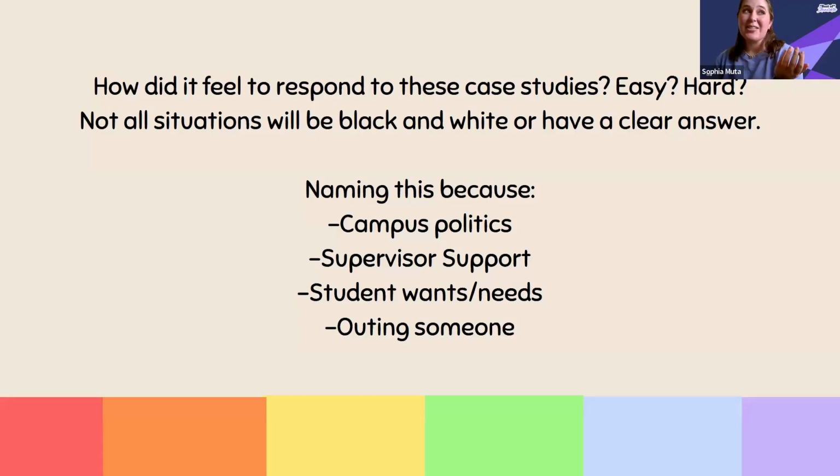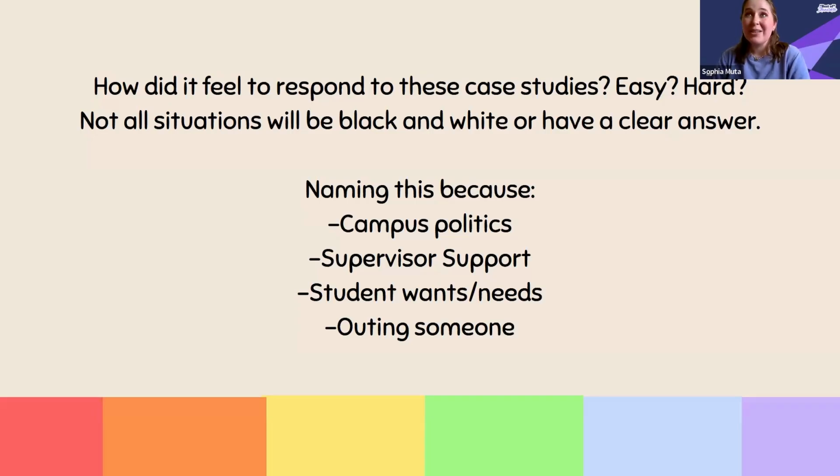I want to state that not all situations will be black and white or have a clear answer. And I'm naming this for various reasons, right? A lot of different things may play into how you are able to respond. Campus politics is one, right? With those campus partners, you might really need to be careful about what you're saying to your campus partners. And campus politics might influence how you respond in that situation to someone not getting their dietary needs met.